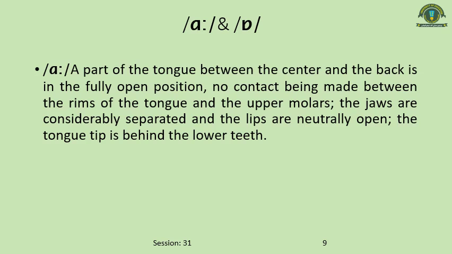A part of the tongue between the center and the back is in the fully open position. That is the first thing. No contact being made between the rims of the tongue and the upper molars. No contact. The jaws are considerably separated. And the lips are neutrally open. The tongue tip is behind the lower teeth. So all these things are very much present when you are producing the sound ah. Is it clear?